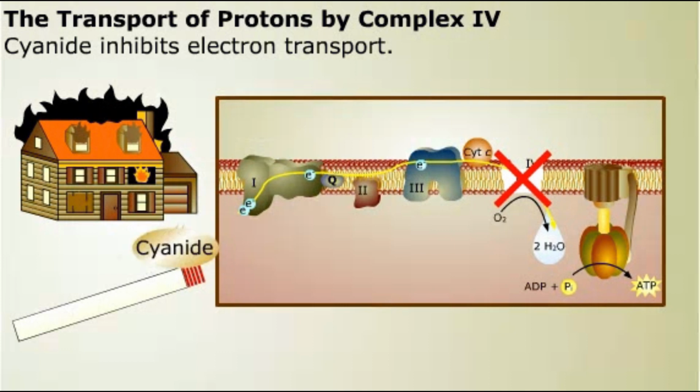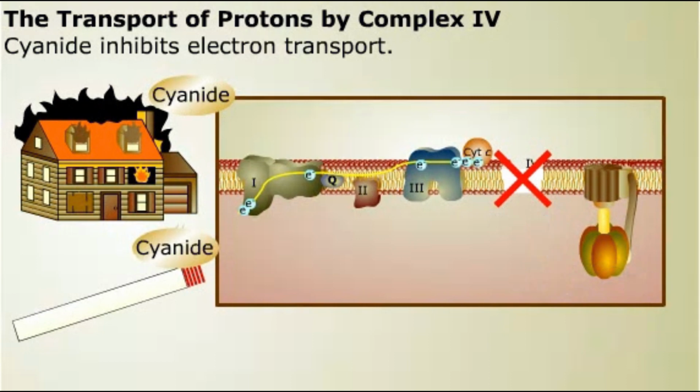Smoking cigarettes and breathing smoke-filled air during fires are major sources of cyanide exposure. Because electron carriers cycle between oxidized and reduced forms, the blocking of electron transfer to molecular oxygen disrupts the entire transport chain. If the flow of electrons is disrupted, ATP can't be made, and aerobic organisms which depend on oxygen die.